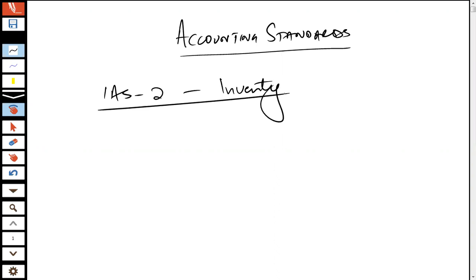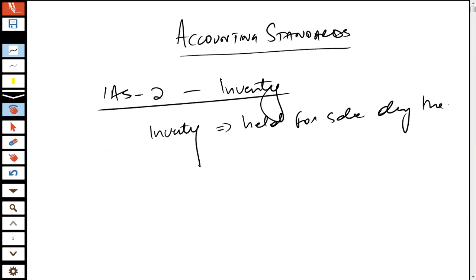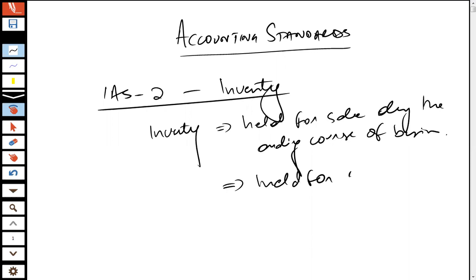When it comes to IAS 2 Inventory, the core principle is the definition of inventory, which says inventory is an item which is held for sale during the ordinary course of business. The second thing with respect to inventory is that it is an item which is held for use in the business for the production of goods or for the rendering of services.